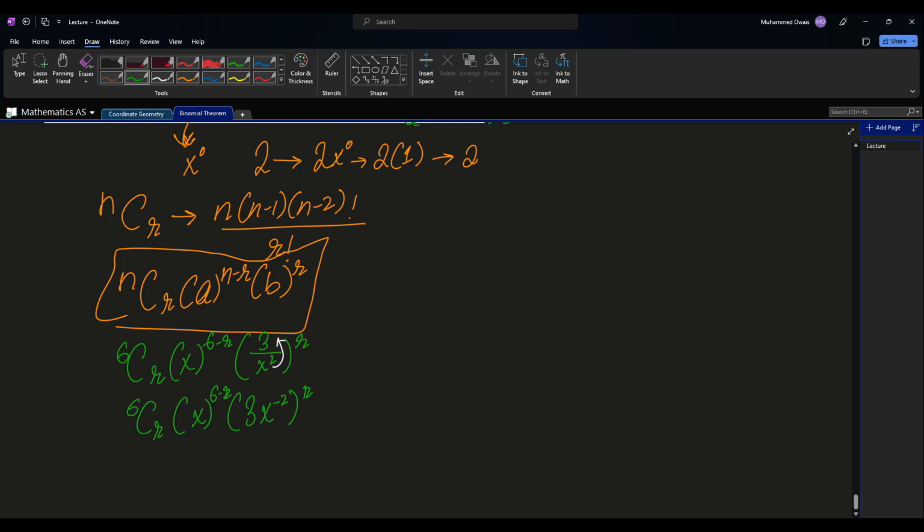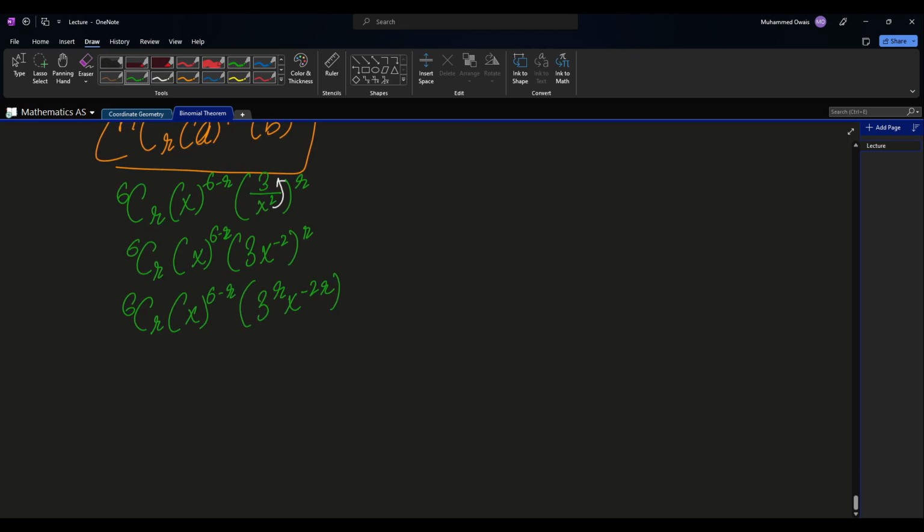Now then, as the terms of x are multiplying with each other, we can add their powers. So this is 6CR into x, 6 minus, sorry, before we do that, we need to apply this r. So 3 power r, x minus 2r. And then this x becomes 6 minus r, and as we are adding it, minus 2r. So then this 6 becomes 6 minus 3r.